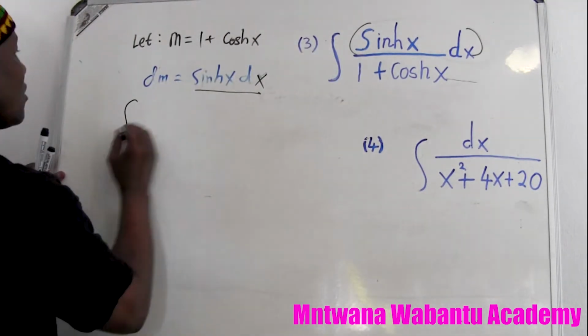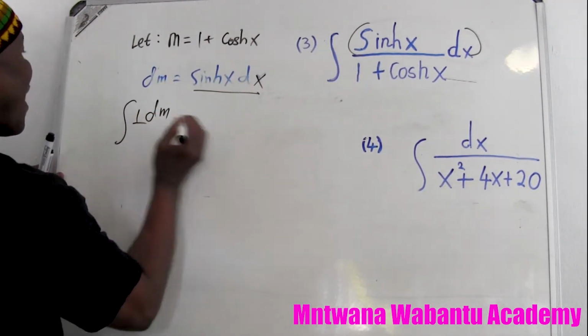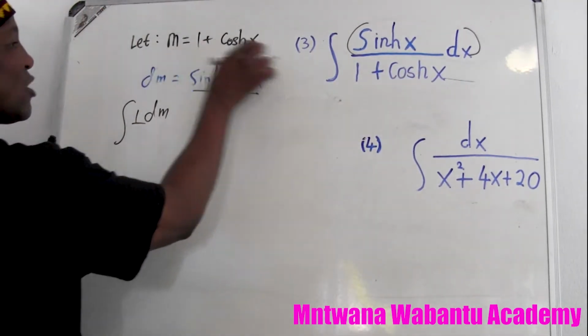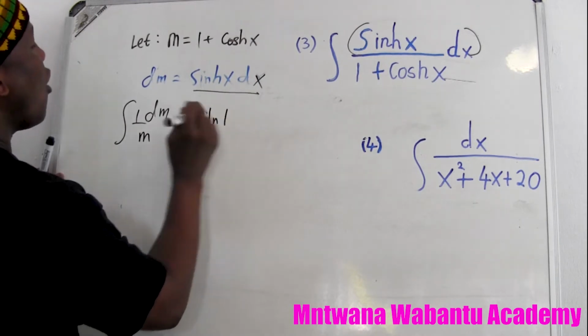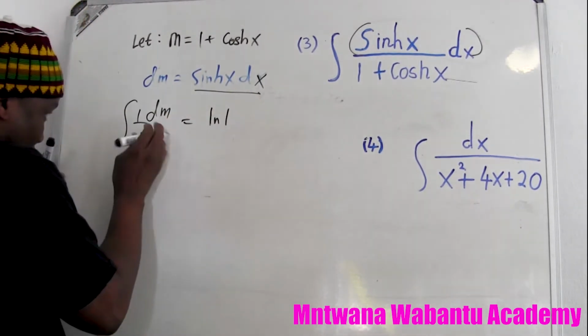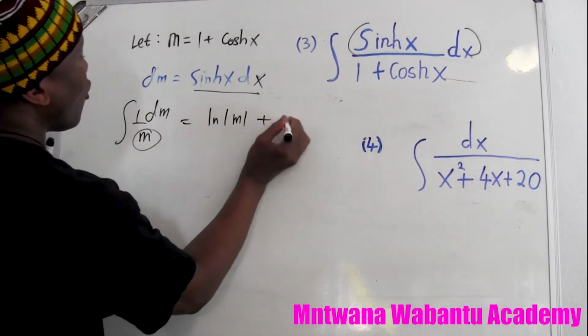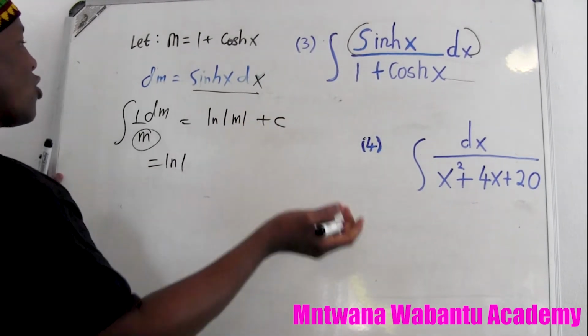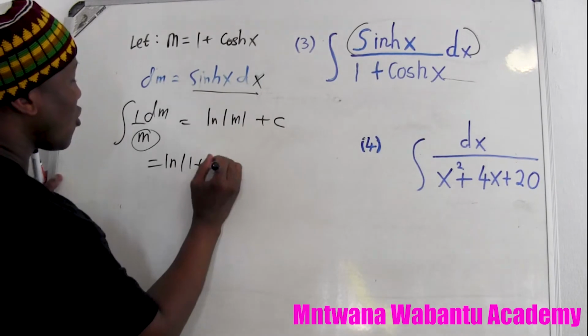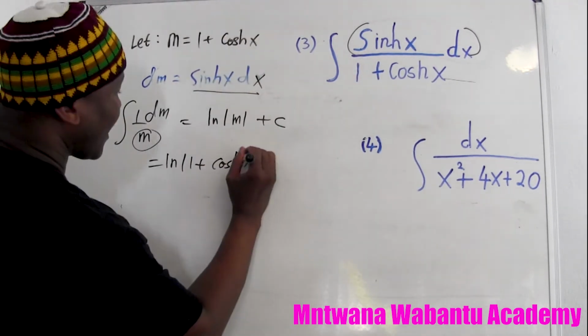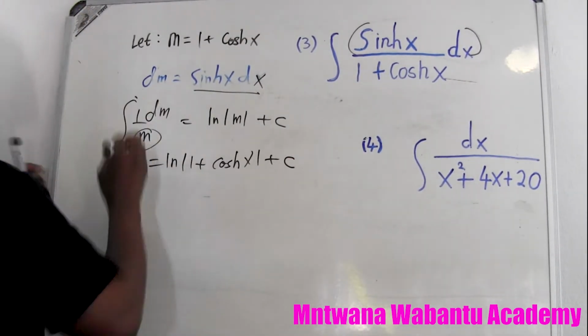So I'm going to say integral dm over, remember we let it equal to m, so this is going to be m. This is equal to ln of the absolute value of whatever you have here, which is m, plus a constant. What is the value of m? M equals 1 plus cosh, because we did let here. So ln of 1 plus cosh of x, and then plus a constant because we don't have a limit.